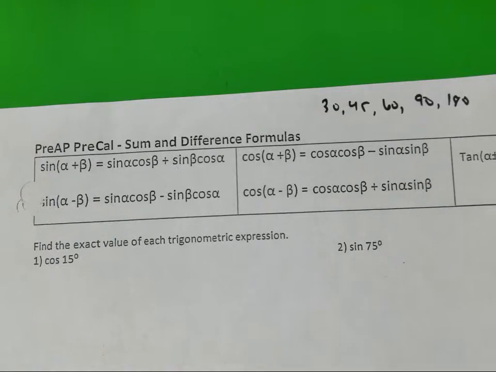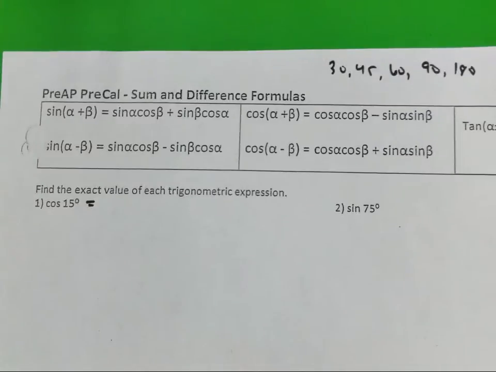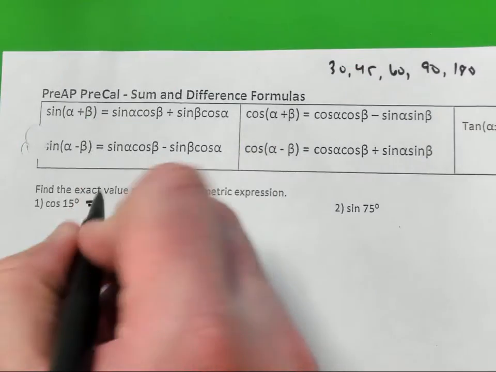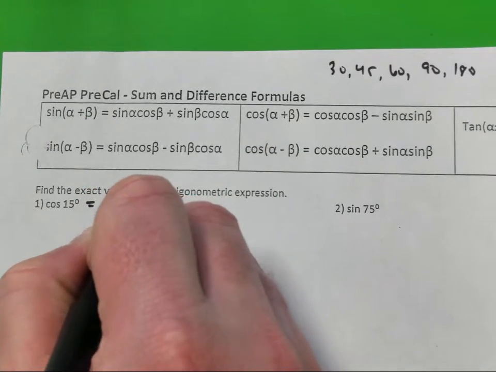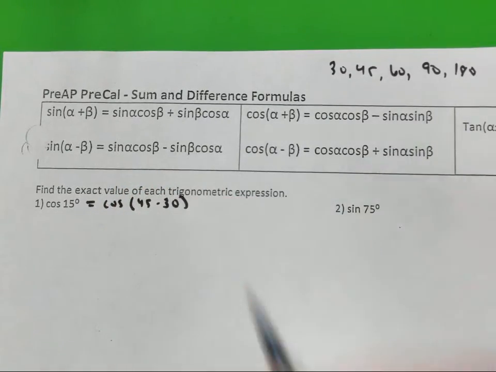Okay, so watch how I want you to do this. I'm going to put equals. This is exactly how I want it on your paper. Cosine of 45 minus 30, because 45 minus 30 is 15, isn't it? Now, you say, Mister, what if I put 30 minus 45? Is 30 minus 45 15? No, that would be wrong.